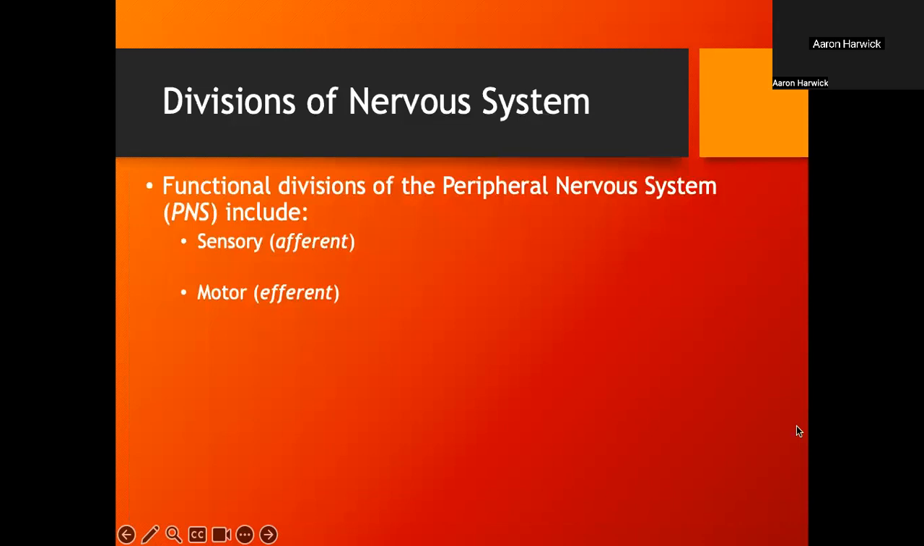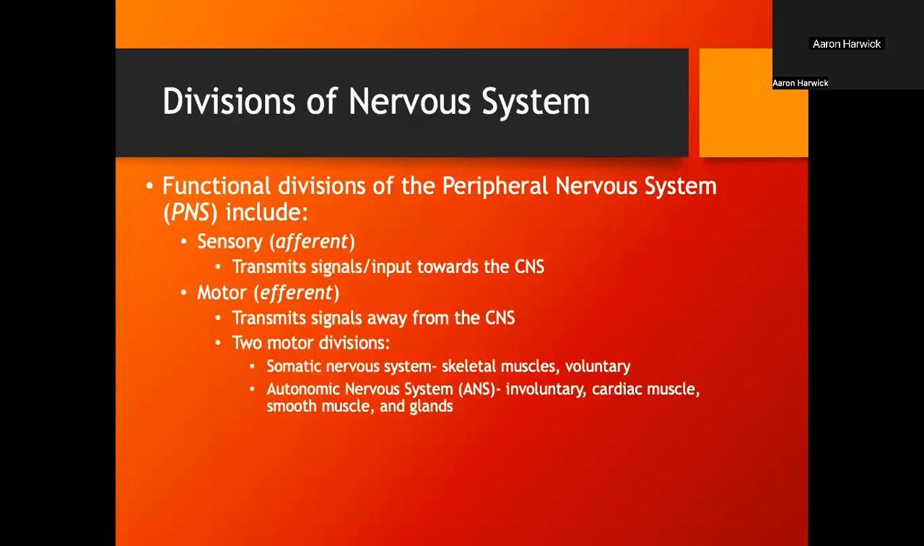So we'll talk about these a little bit more here. The functional divisions of the peripheral nervous system, specifically the sensory afferent and the motor efferent. These sensory afferent pathways transmit signals towards the central nervous system, whereas the motor or efferent pathways transmit signals away from the central nervous system. And there's two main motor divisions. There's the somatic nervous system for voluntary skeletal muscle contraction, and the autonomic nervous system for involuntary cardiac muscle, smooth muscle, and other glands.